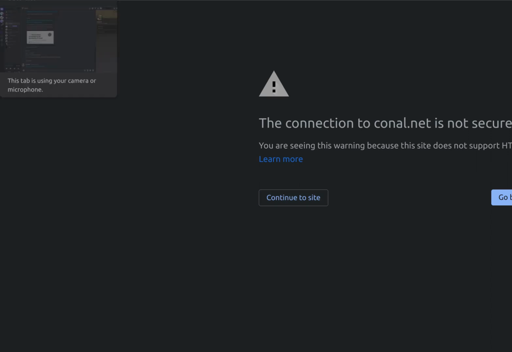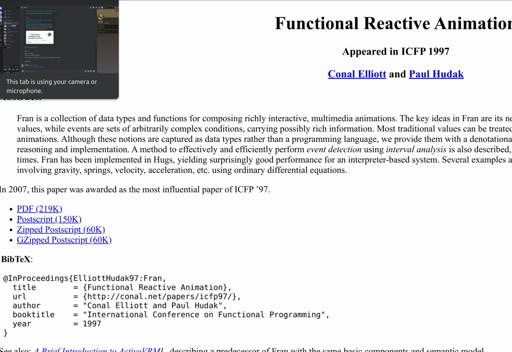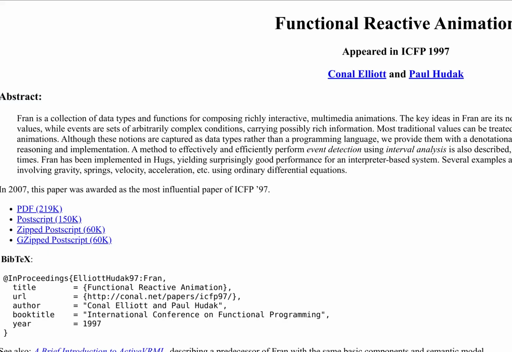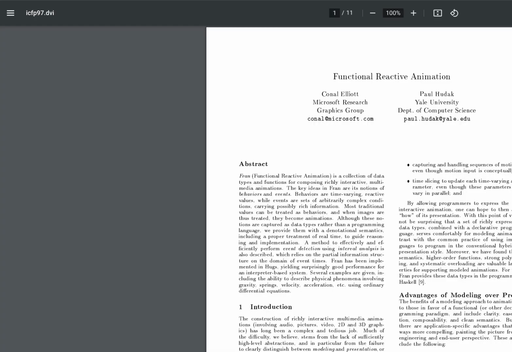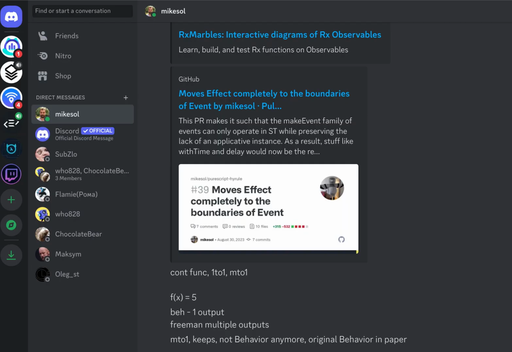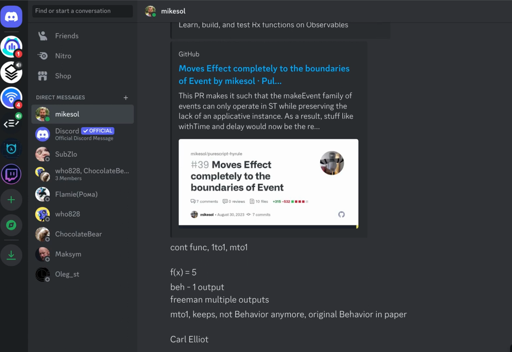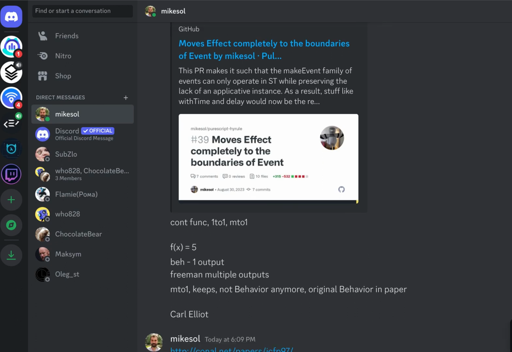So that's the original paper that had the original one-to-one definition, and then when Freeman created his definition, it was no longer one-to-one. It was no longer a function of time. It's still related to time, but it just wasn't a function anymore, so it sort of broke that behavior contract. What broke the contract?